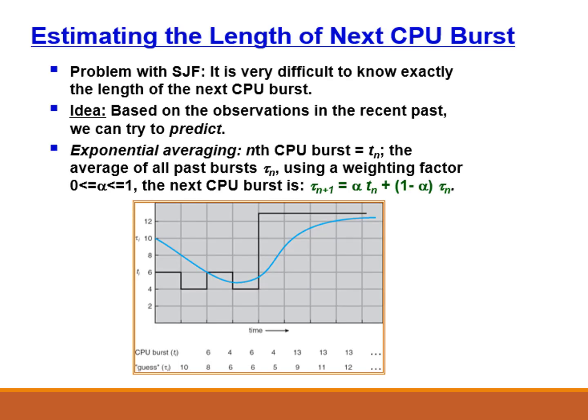Estimating the next CPU burst in shortest job first, SJF, scheduling is challenging because future burst times are unknown. However, we can make predictions using exponential averaging. The formula is tau n plus 1 equals alpha t n plus 1 minus alpha tau n, where t is the actual burst time, tau is the predicted burst, and alpha is a weighting factor between 0 and 1. A higher alpha gives more importance to recent bursts, while a lower alpha considers past bursts more.